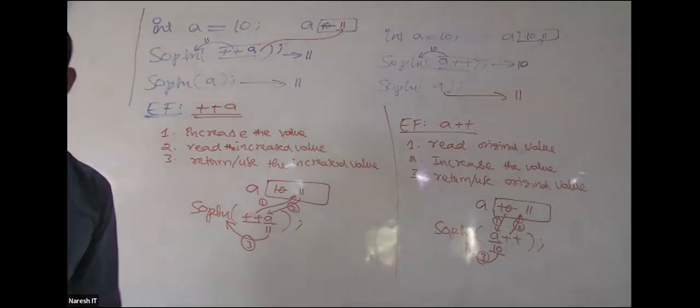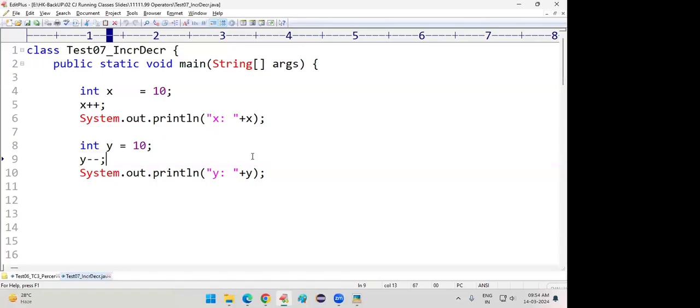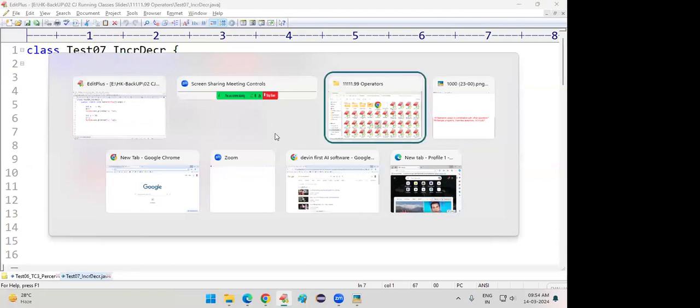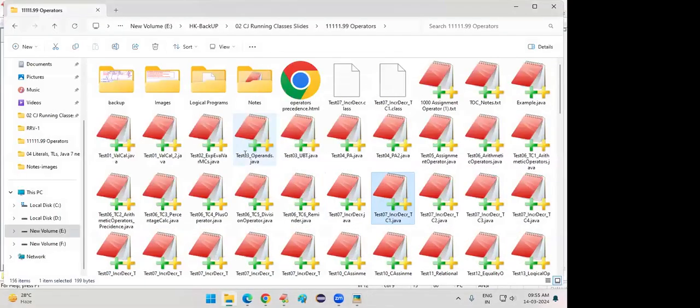Done, completed. So with this, I want to give you a few test cases. Let's see how many people can understand. What is the output of this program? Here and here, am I using it in combination with any other thing? No, individual. Just what happened? Increase, increase. Reading the increased value. Both outputs are 11, 11.